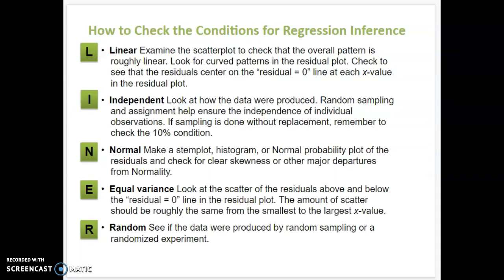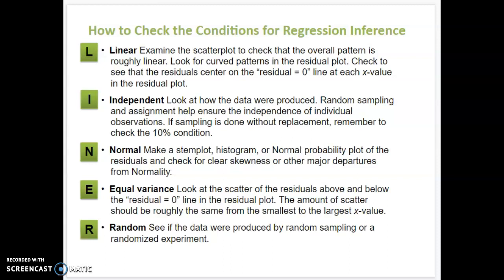We use the acronym LINER to try to remember them all. Linear is pretty easy. We should get a pretty good idea from the scatter plot. We can also check the residual plot. So that's something we know how to do. Independent is something we also know how to do. Nothing has changed there. Normal we know how to do, we just haven't done it.